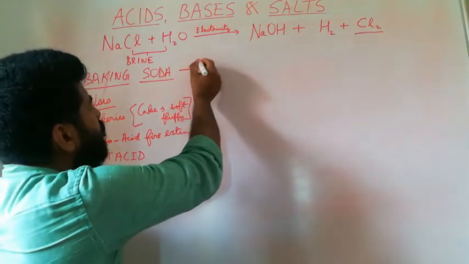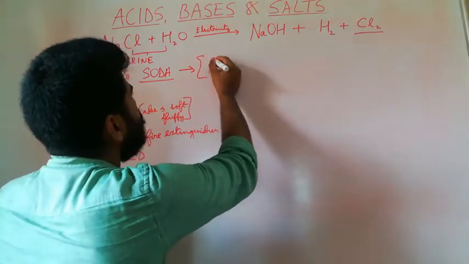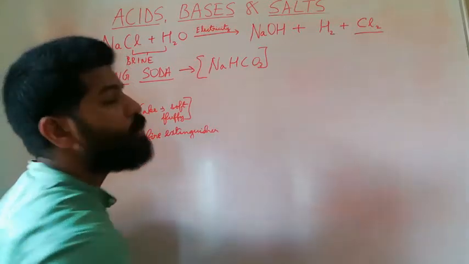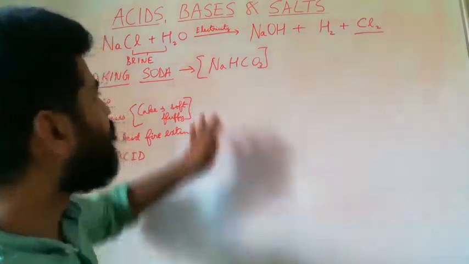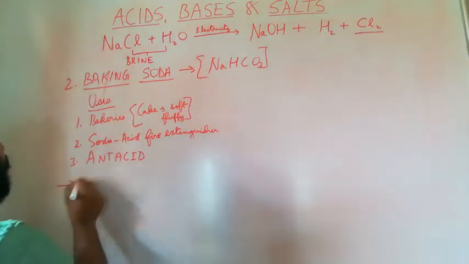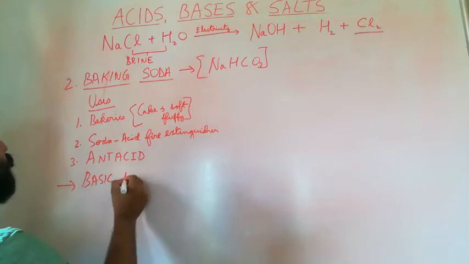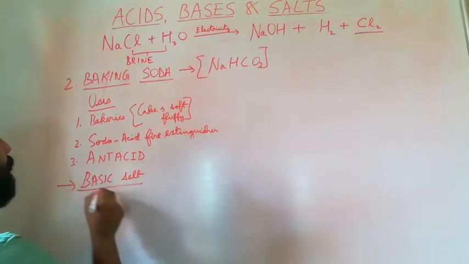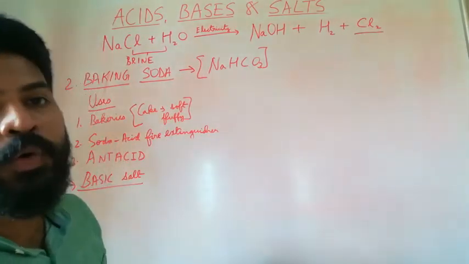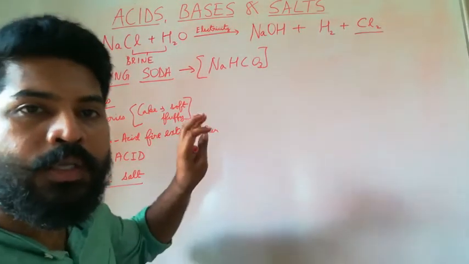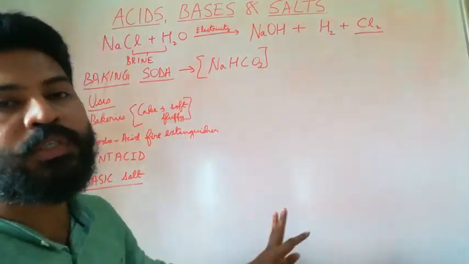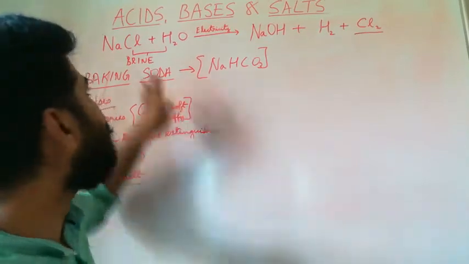Baking soda is chemically sodium hydrogen carbonate or sodium bicarbonate with the chemical formula NaHCO3, and as you know, it is a basic salt. It is a mild base. How is this baking soda, or sodium hydrogen carbonate, produced? Sodium hydrogen carbonate is also produced from sodium chloride.